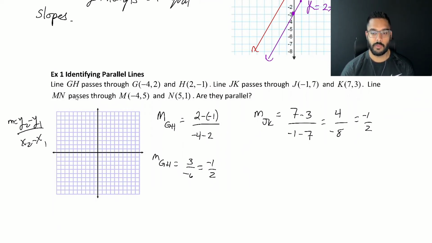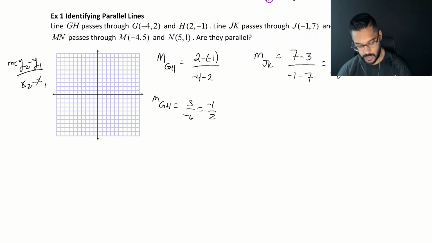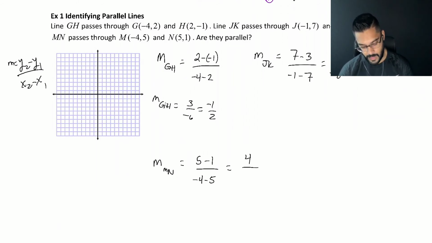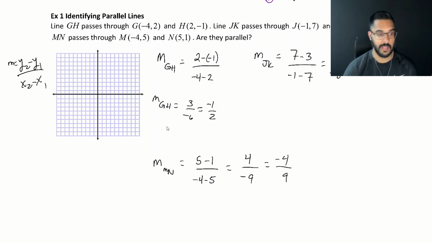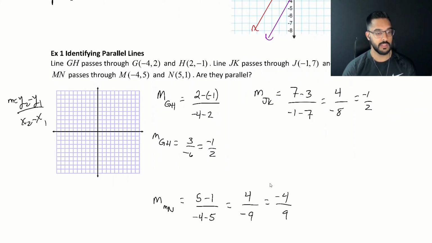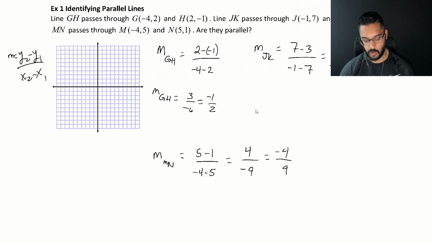We do need to test the last pair of points as well, and maybe we'll do this underneath. So the slope of MN equals, subtract the y's again, so 5 minus 1 over negative 4 minus 5. So we get a 4 on top again, and on the bottom a negative 9 for a slope of negative 4 over 9. That fraction actually can't be reduced. So these 3 slopes, while 2 of them are the same, so 2 of these lines are parallel, not all of them are. So to answer the actual question, no, they are not parallel.